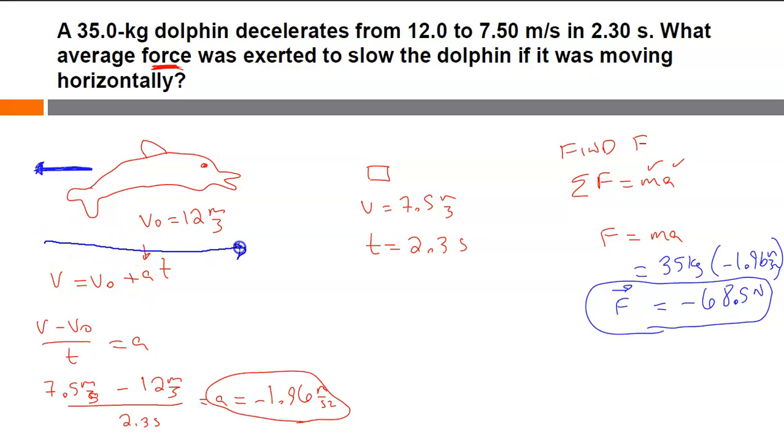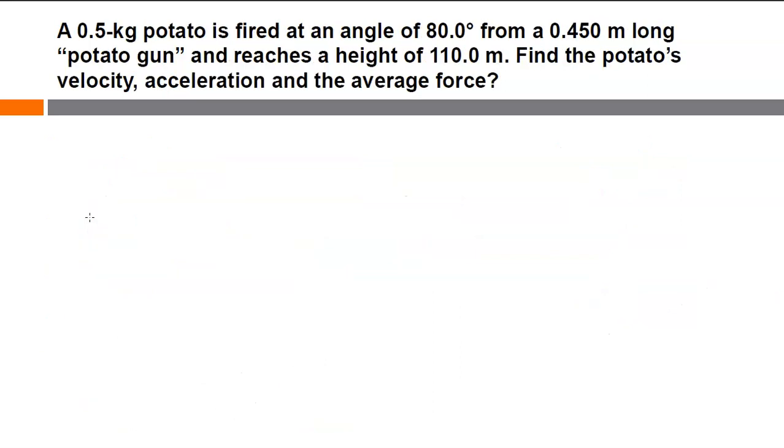Coordinate system would look something like this. Direction of motion of the dolphin is positive, and that force and the accompanying acceleration are both in the opposite direction, negative. All right, so that's nice.